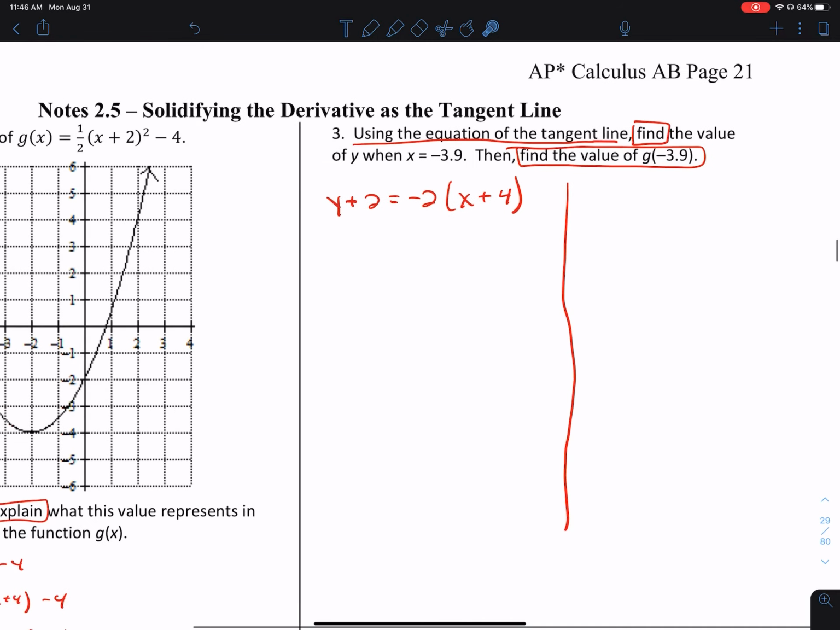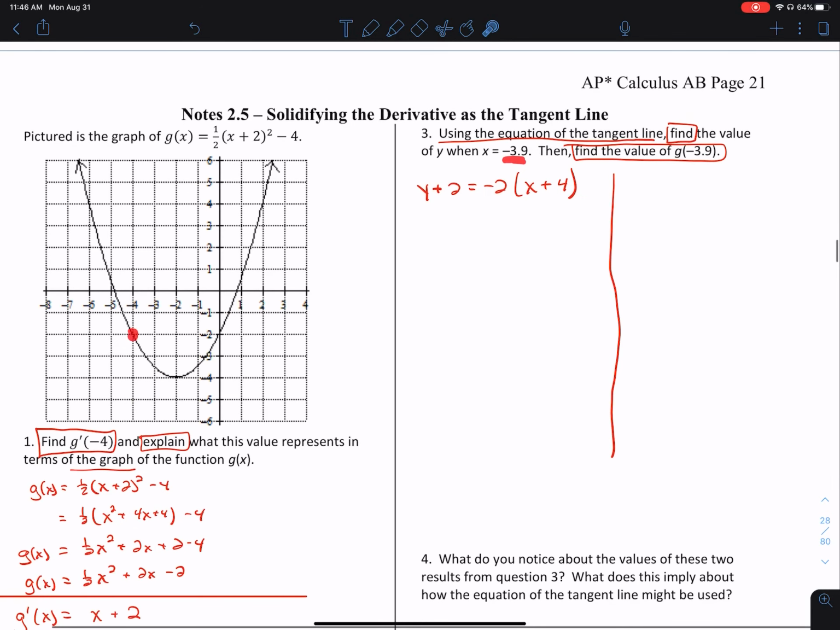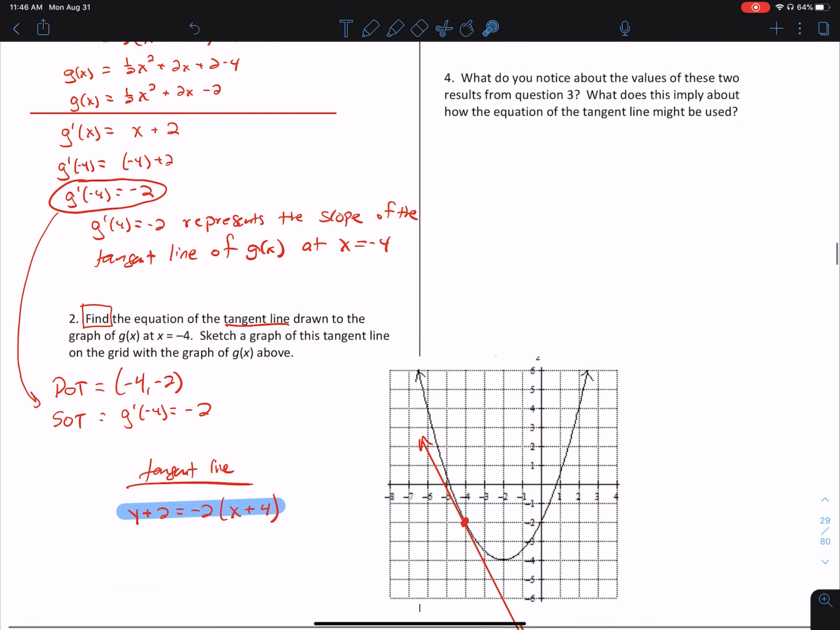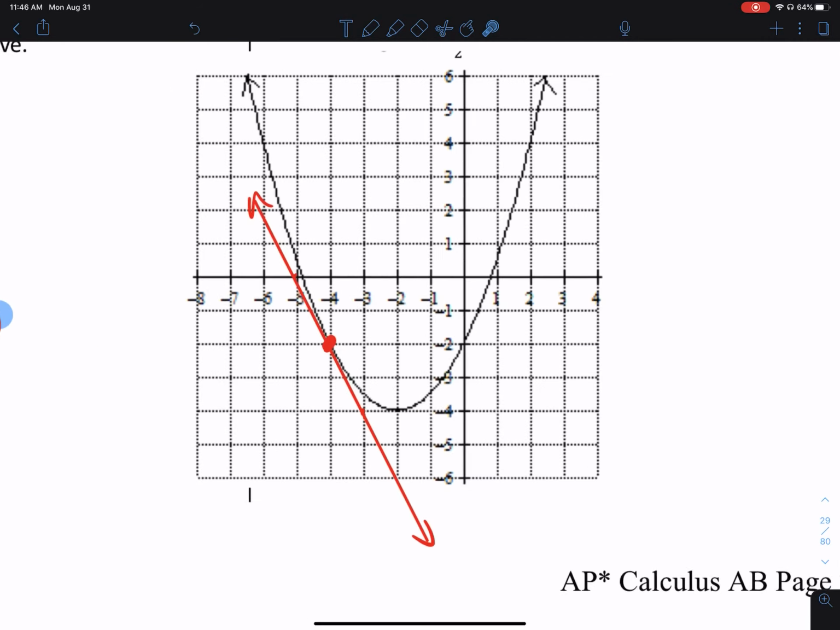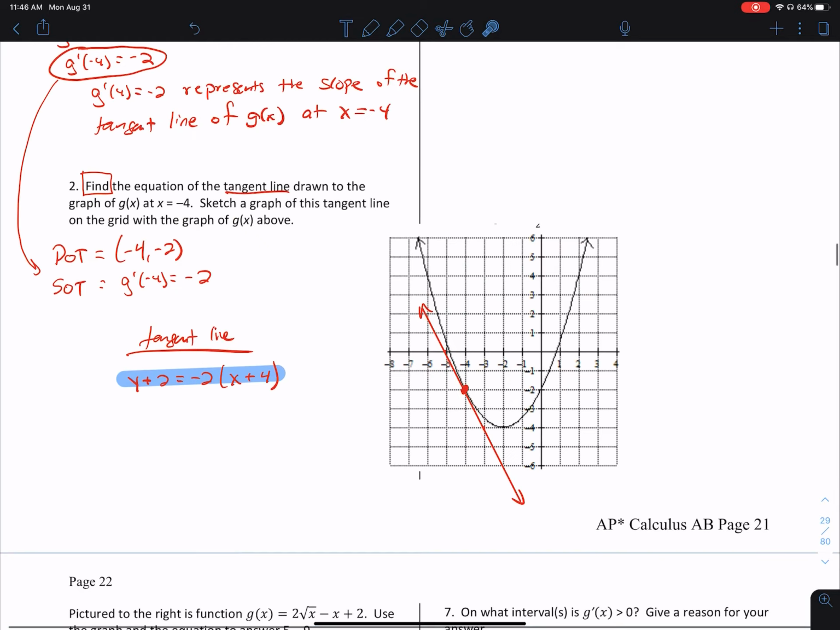I think that you would agree that negative 3.9 is super close to negative 4. We use this equation, we use this point of tangency, negative 4, to find this tangent line. So just looking at this to give you an idea of what's happening, this tangent line would be a good representation of what the graph would be at negative 3.9, which is right here. The y value on this curve would be pretty close to the y value on this tangent line.